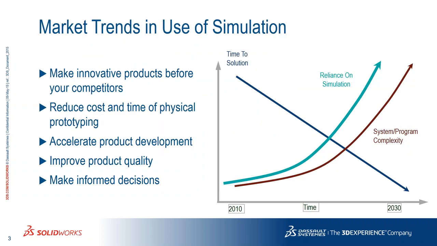So let's start talking about the market trends in use of simulation. Generally, we are seeing that from the customer point of view, most of you are requesting a lot of complex simulation. In the future, companies will rely more and more on simulation rather than physical prototyping. Of course, the time to solution has to go down, because otherwise it would be impossible to do such complex analysis. This is in order to accelerate product development, reduce cost and time for physical prototyping, and of course to make informed decisions.